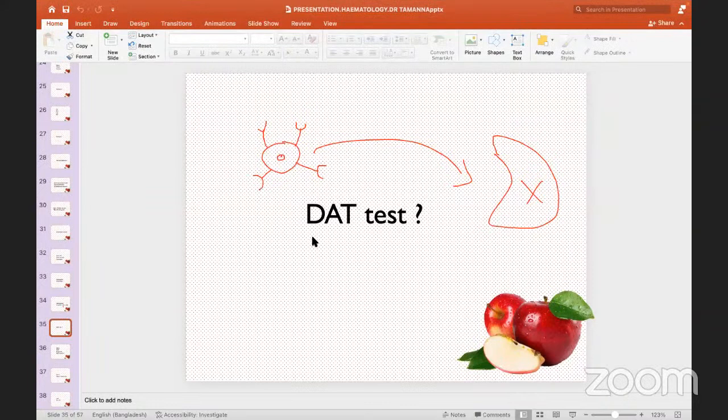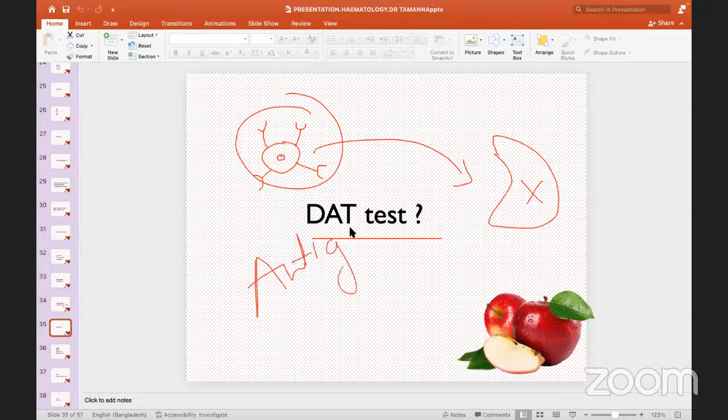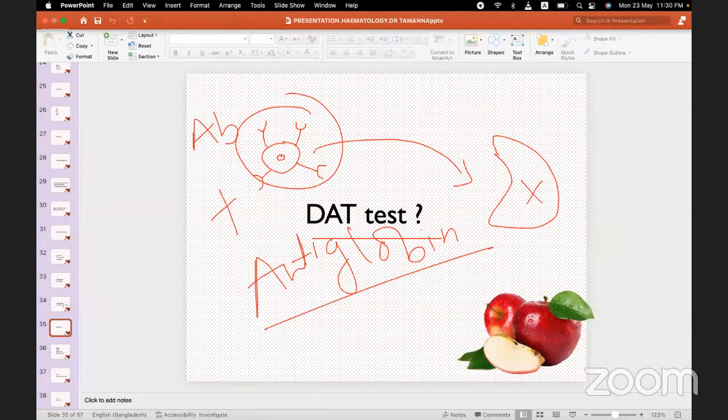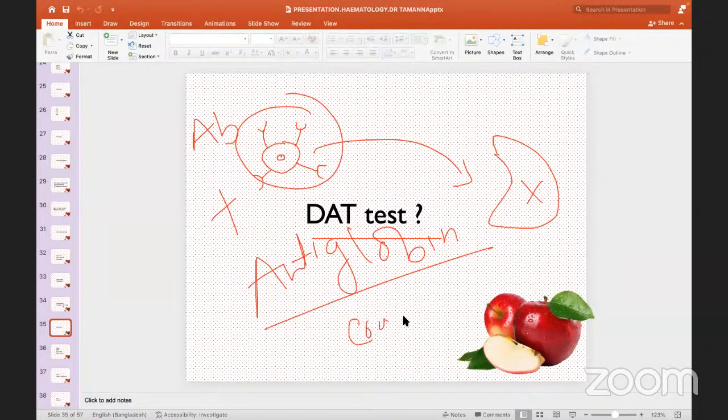So what is the meaning of DAT test? Direct antiglobulin test means when you add antiglobulin, called anti-human globulin, to your RBC that contains this antibody, there will be a reaction. It is a protein. You mix this with the blood of the patient and there will be coagulation, clump formation. This is called DAT test positive.